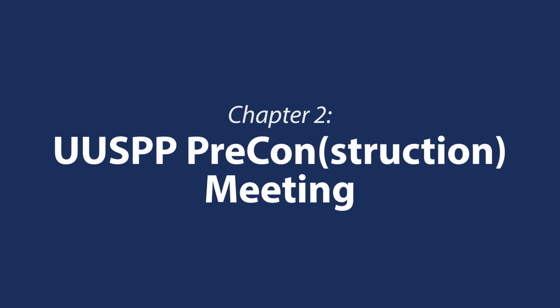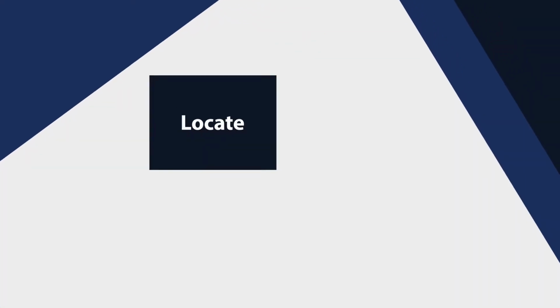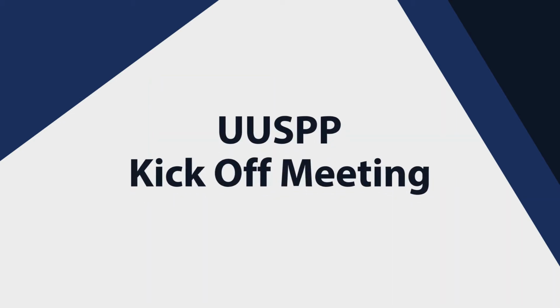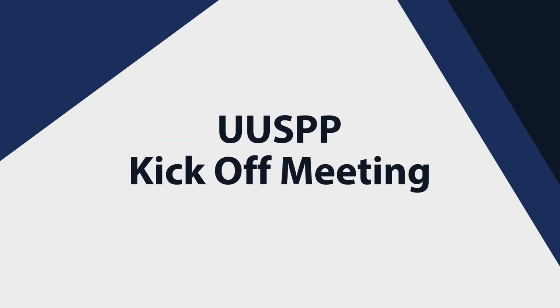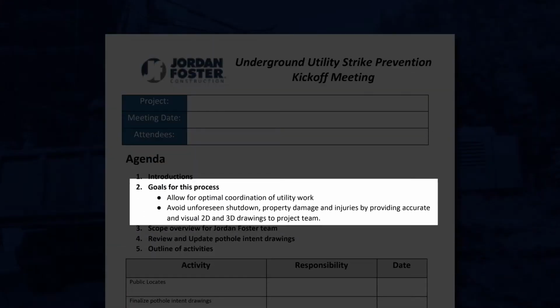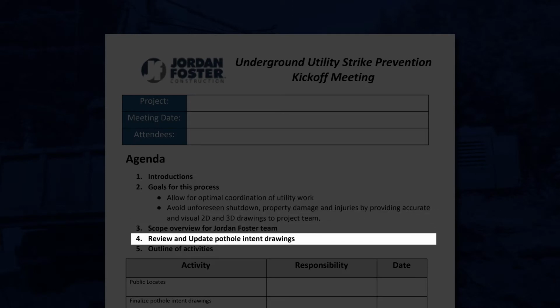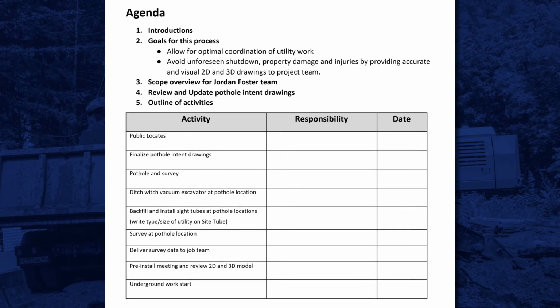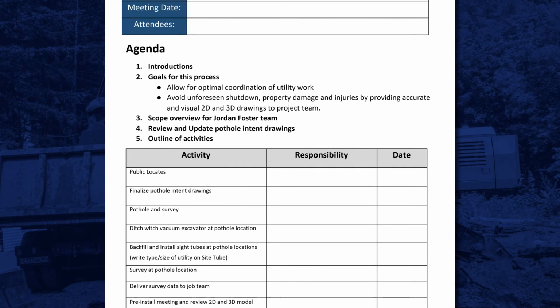The Underground Utility Strike Prevention Plan, or UUSPP, consists of three main areas: locate, coordinate, and protect. Before work of any kind begins on a job site, schedule and hold a UUSPP kickoff meeting with the superintendent and the entire job site team. You will review the Underground Utility Strike Prevention Kickoff Meeting form, which includes discussion of goals, scope overview, and plans for pothole drawings. Once the form has been filled out, all team members will sign. Your signature confirms your commitment to following all steps of the UUSPP procedure.